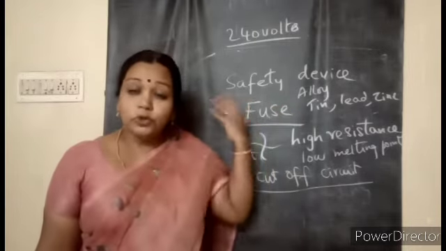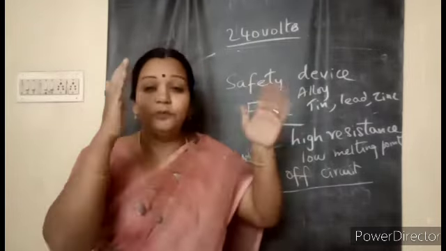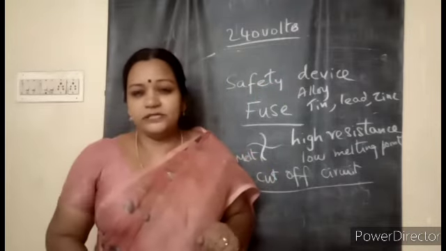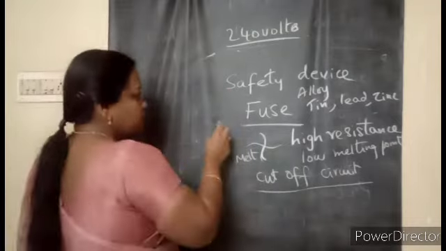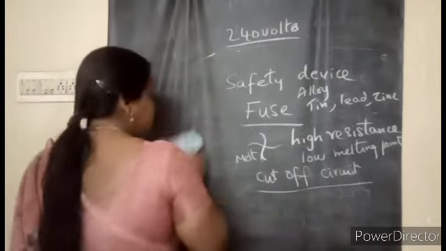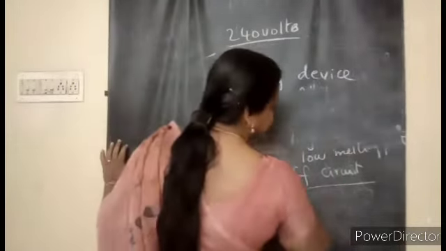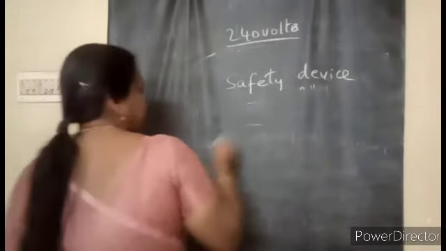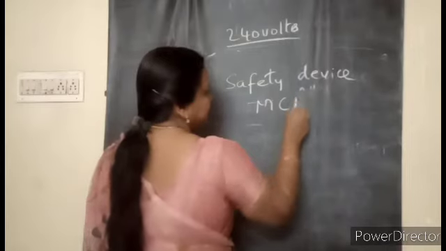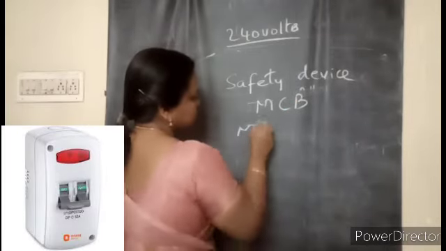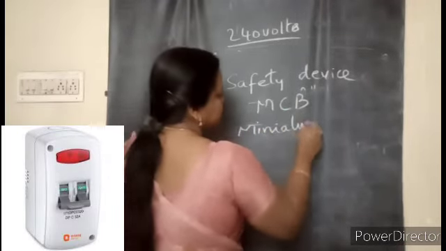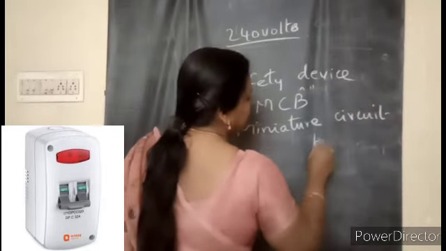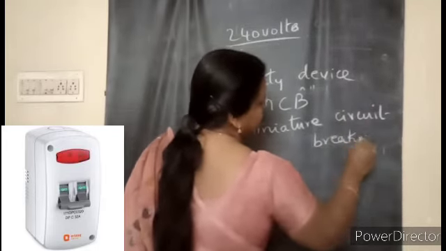And again, coming to your own home, you will be able to see there is one box. There will be circuit breakers. They are called MCBs. That is also one type of safety device, children. MCB, that is miniature circuit breaker. Why do they have to break the circuit? In order to protect the appliances only.